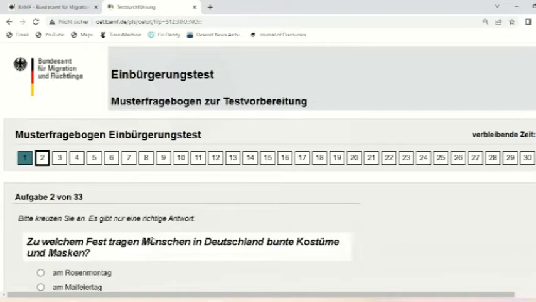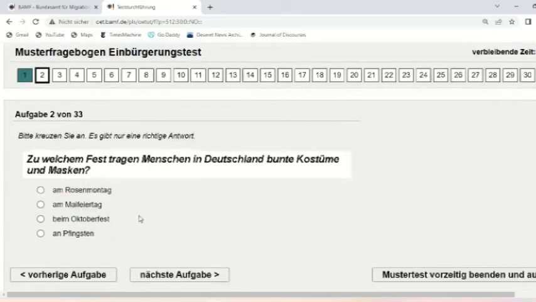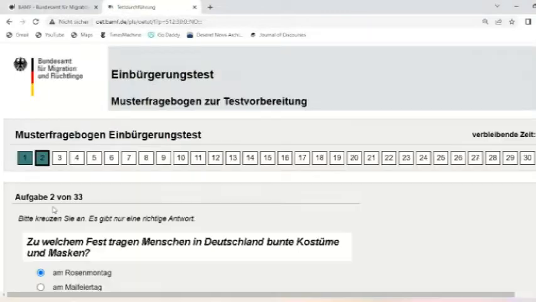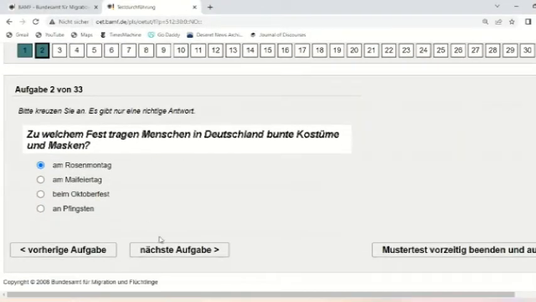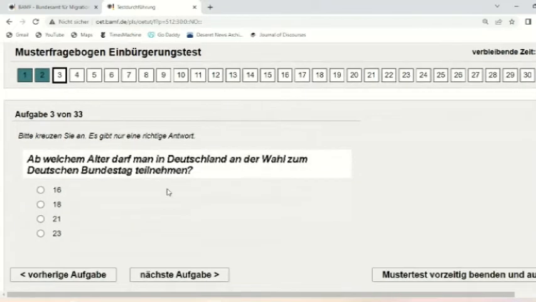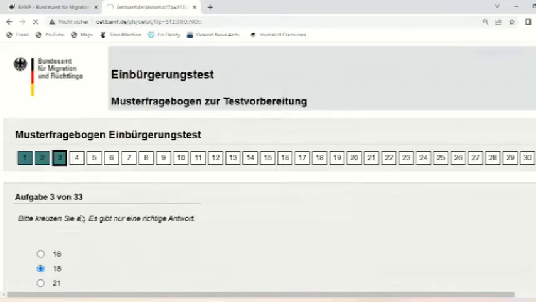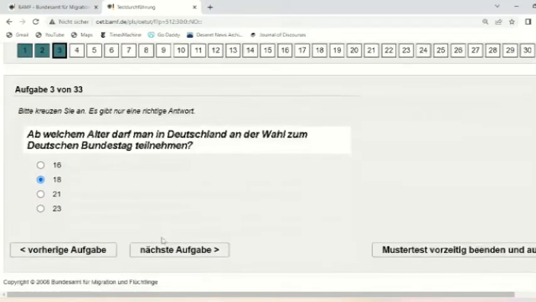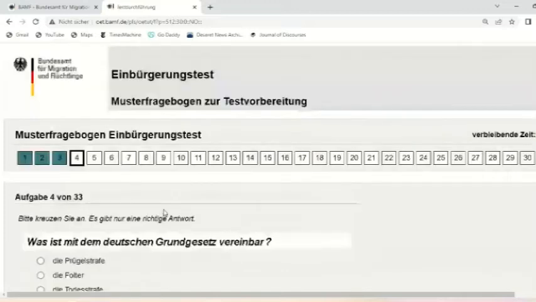Question 2. At which festival do people in Germany wear colorful costumes and masks? Gee, I wonder. Sorry, that's sarcasm. I used to live in Düsseldorf, so of course, Rosenmontag. That's when Carnival is celebrated. Most people should know that if they live in Germany. Question 3. Beginning at what age can one in Germany participate in an election to the German Bundestag? So, by participate, I'm assuming they mean vote in an election, and that's 18.